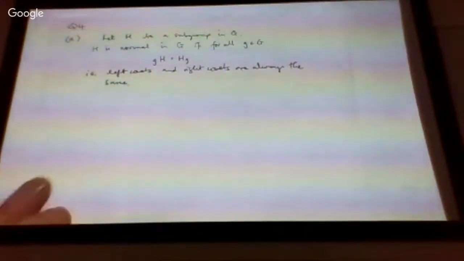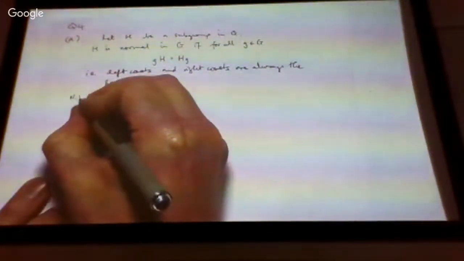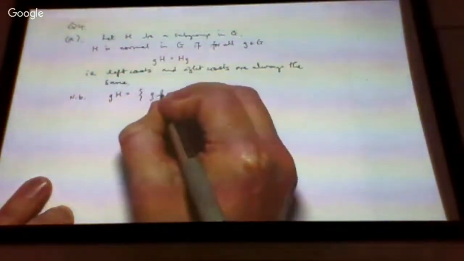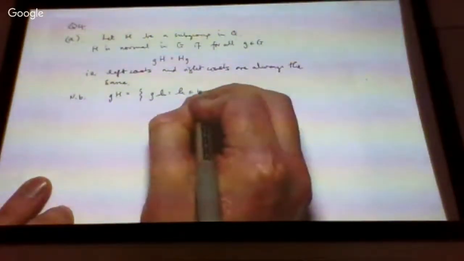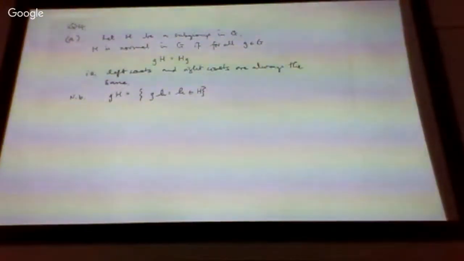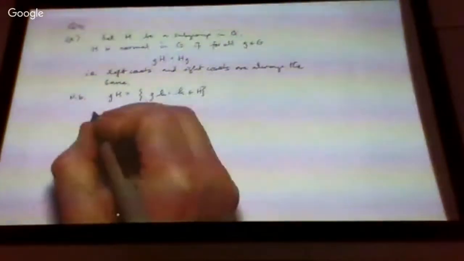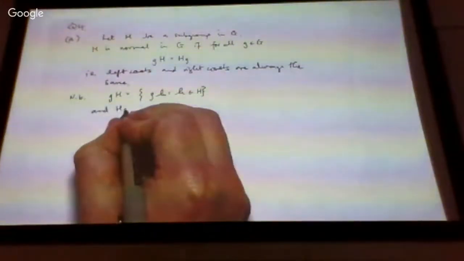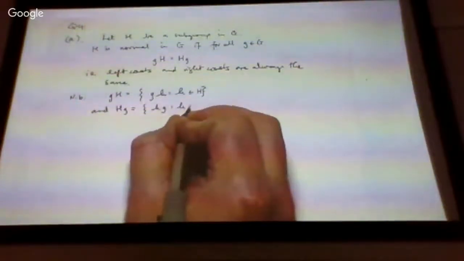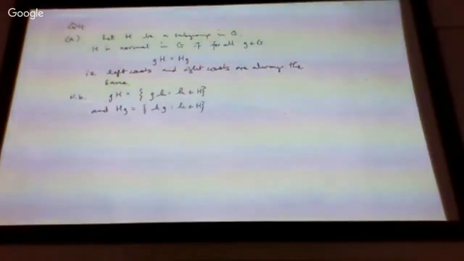Left cosets and right cosets represented by an element of G are always the same. Probably no harm to give the definition of this notation. It's the set of all gh such that h is in H. And Hg similarly. I think that was the definition given.